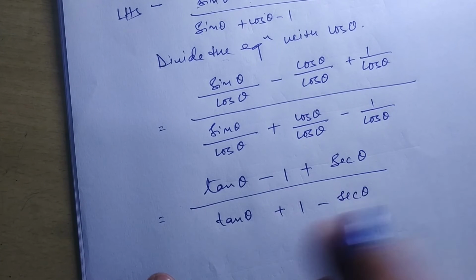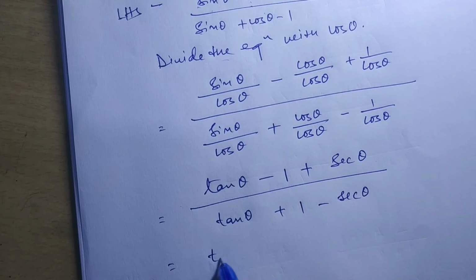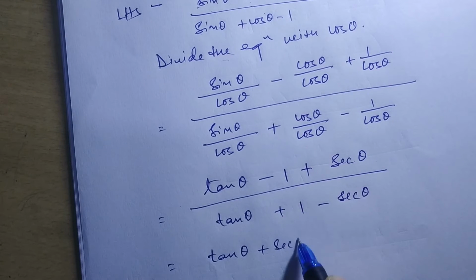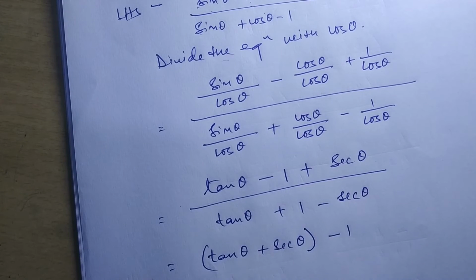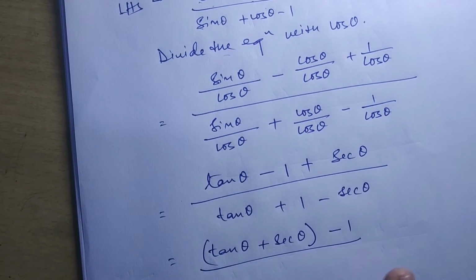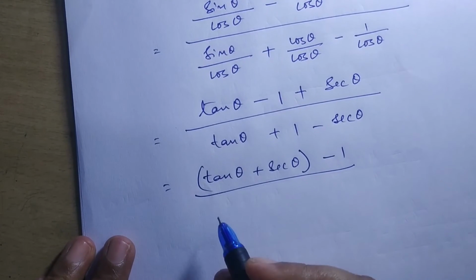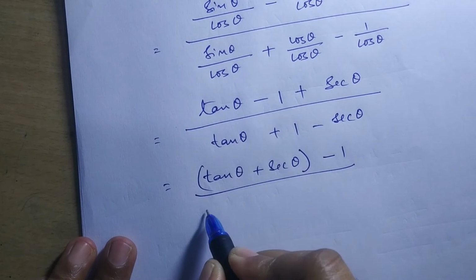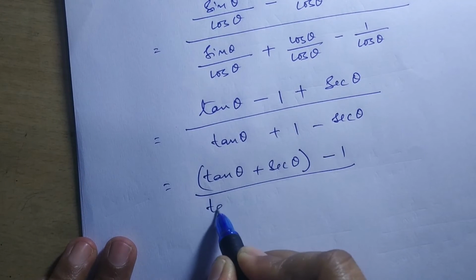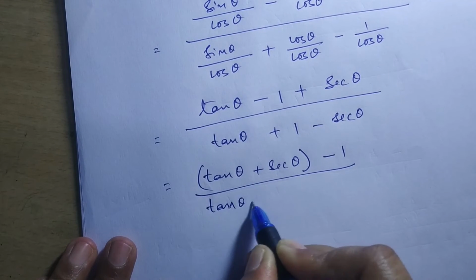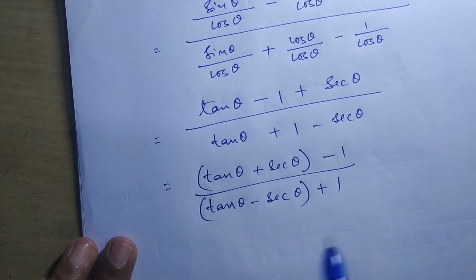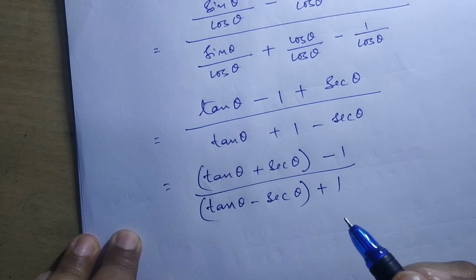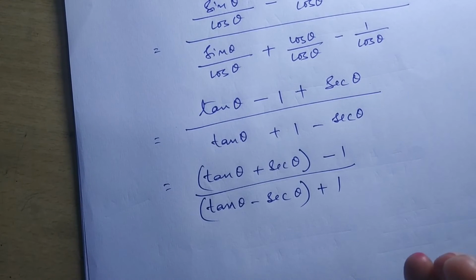Okay, let me rearrange this. So what do we have? Tan theta plus sec theta, I am putting this in the bracket, minus 1. Okay, for convenience you will understand why I have done this. And in the denominator also, tan theta minus sec theta plus 1.